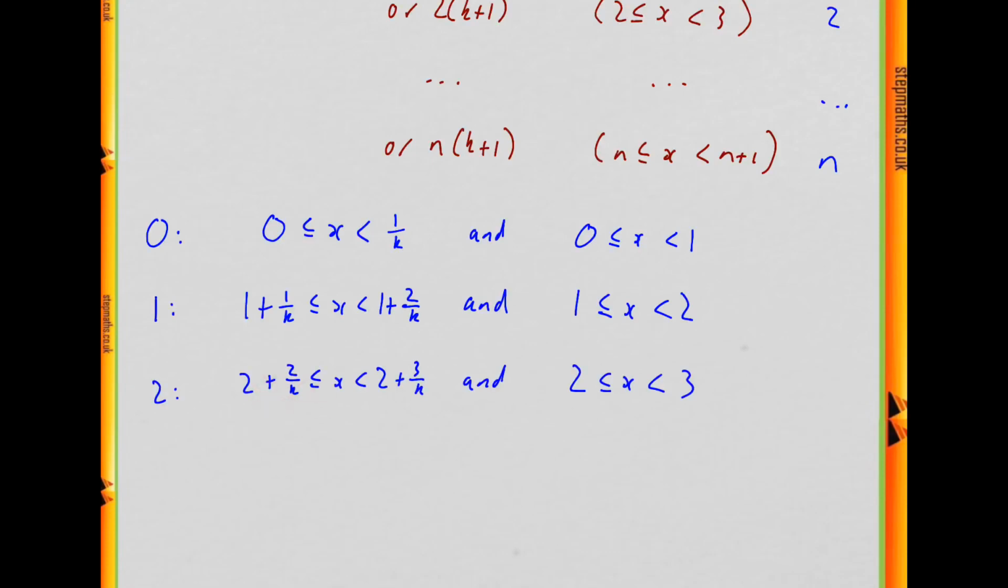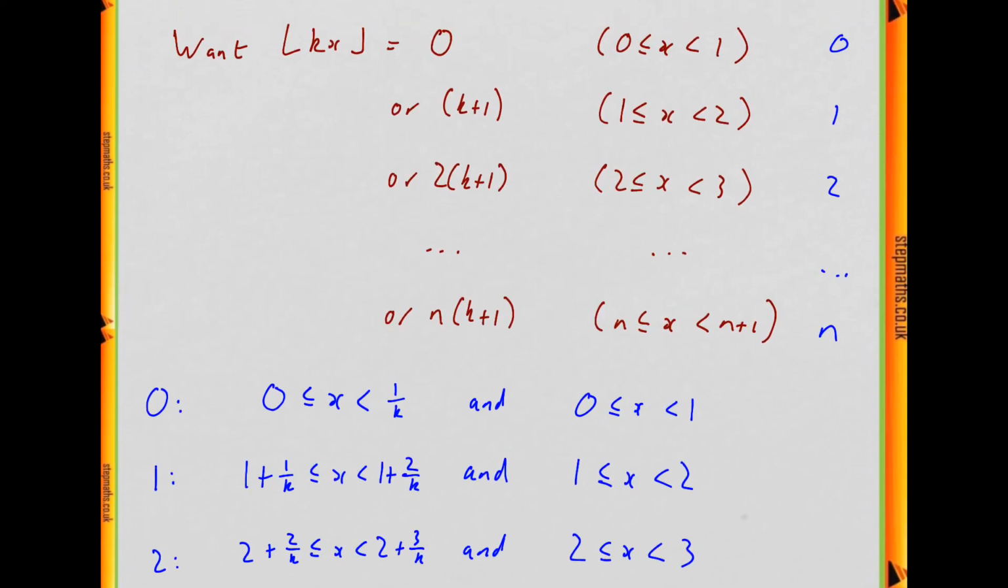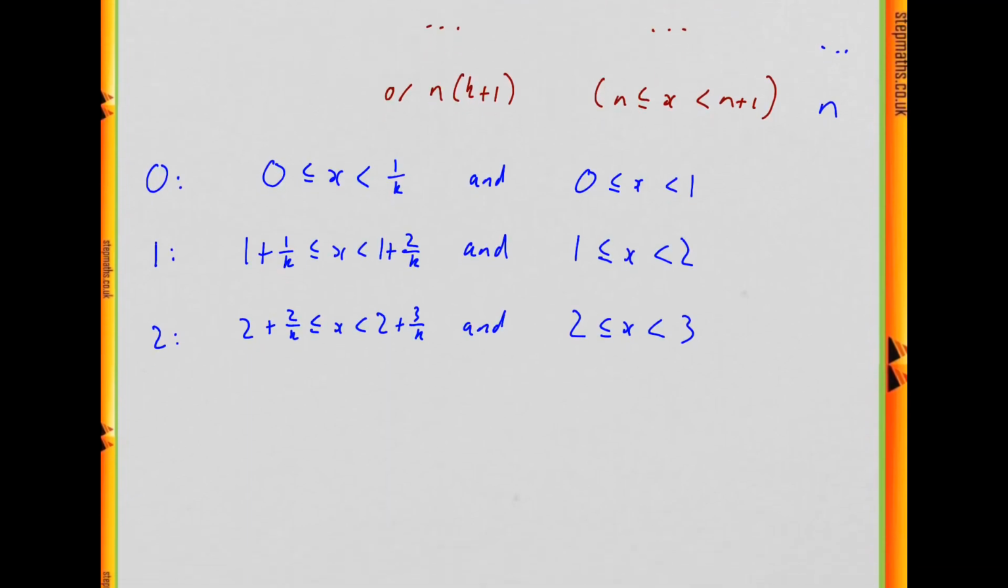So a similar thing for if the multiple is 2, if we're looking for this to be equal to 2 times k plus 1, then the inside has to be equal to 2k plus 2, and therefore it has to be between 2k plus 2 and 2k plus 3. And therefore x has to be between those two things divided by k, so 2 plus 2 over k and 2 plus 3 over k. And this is going to carry on all the way down until we get to n.